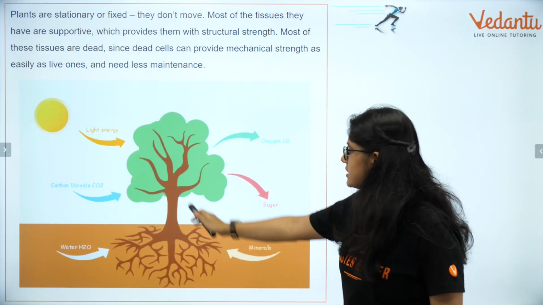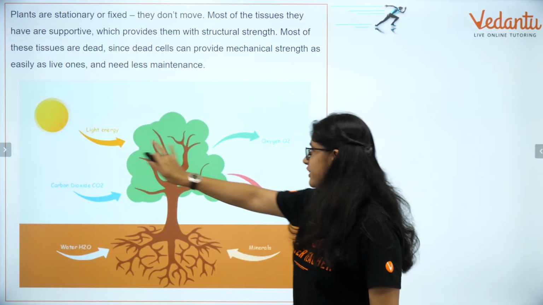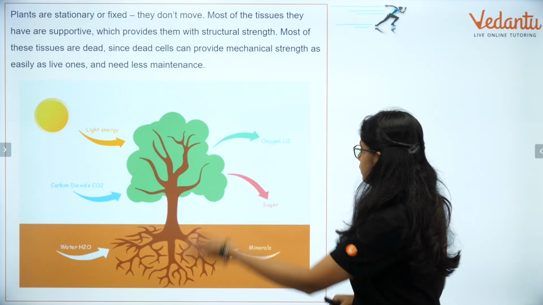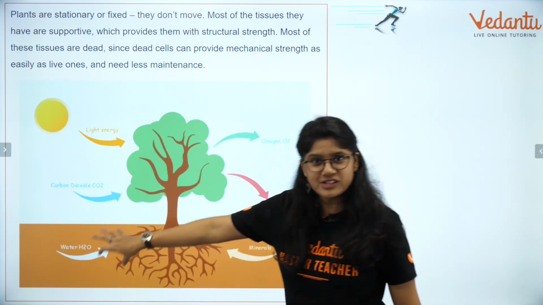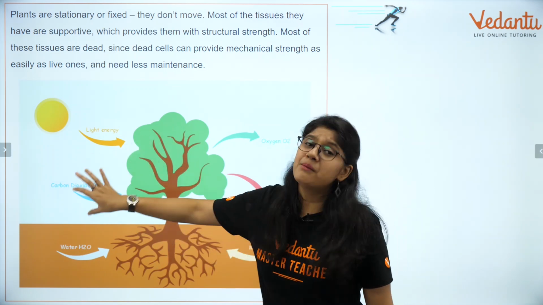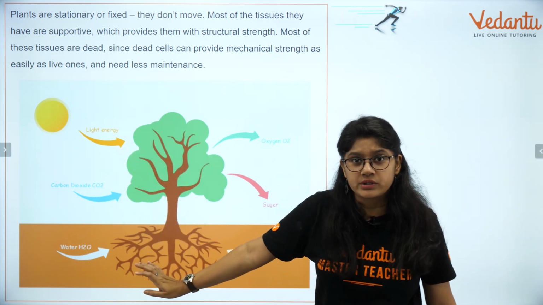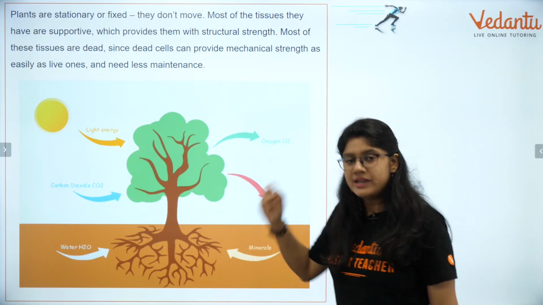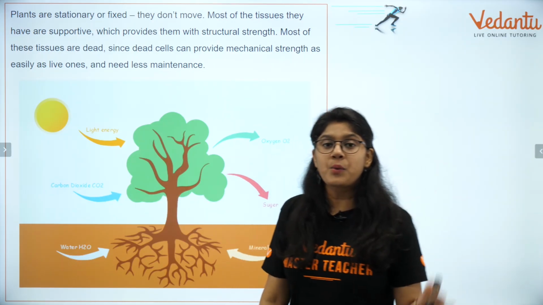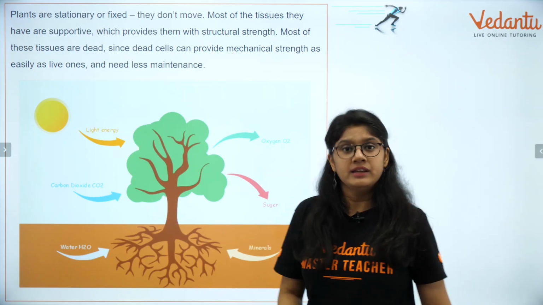Now we know that the plants are very stationary. Light energy is also coming, sugar is also going, minerals are also coming with the help of roots, water is also coming with the help of roots, and carbon dioxide is easily coming over there. So they don't have to move. Okay, that's the reason they require less energy than the animals.